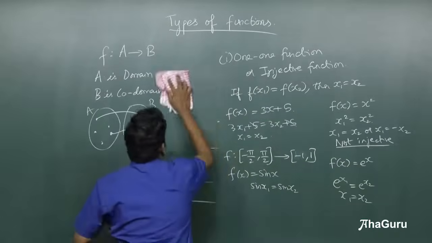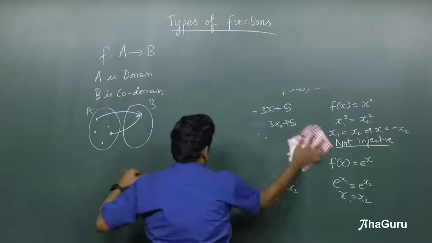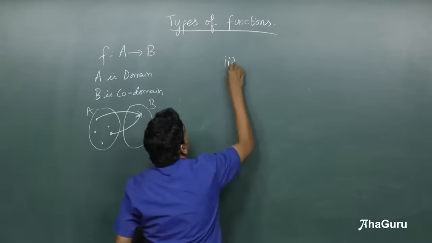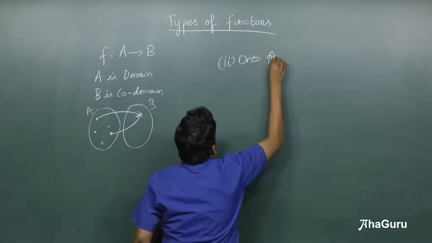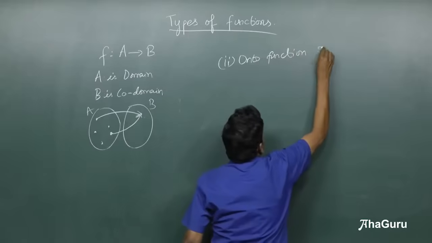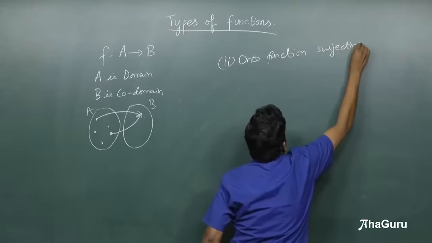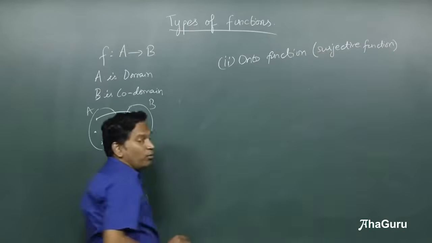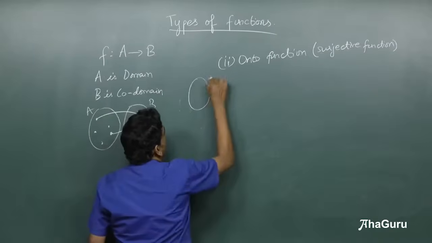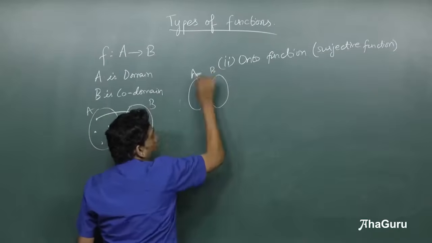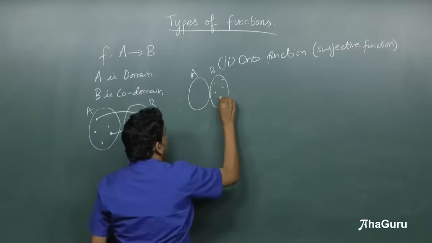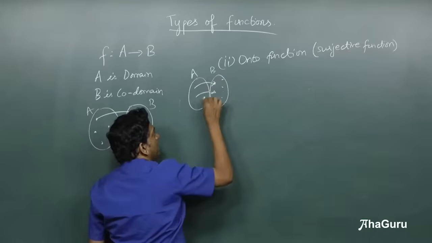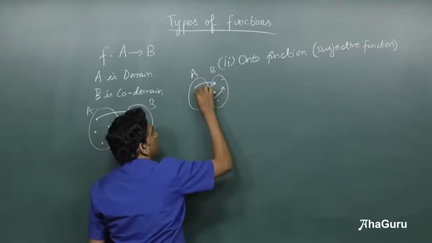The next idea is what is called an onto function. Onto function is also known as a surjective function. Now what is an onto function? An onto function is one where if you define the domain and codomain, every element in the codomain has a pre-image. It's an image of something. There's an arrow leading into everything.